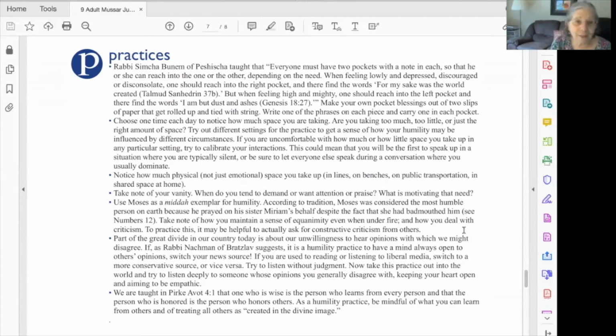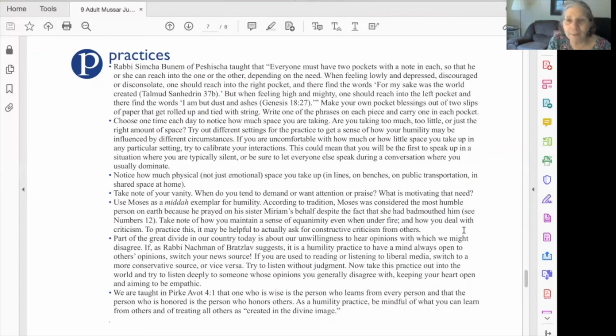Our first practice says, Rabbi Simcha Bonham of Pesachicha taught that everyone must have 2 pockets with a note in each, so that he or she can reach into the one or the other, depending on the need. When feeling lowly and depressed, discouraged, or disconsolate, one should reach into the right pocket and there find the words, "For my sake was the world created," from the Talmud, Tractate Sanhedrin. But when feeling high and mighty, one should reach into the left pocket and there find the words, "I am but dust and ashes," from the book of Genesis.